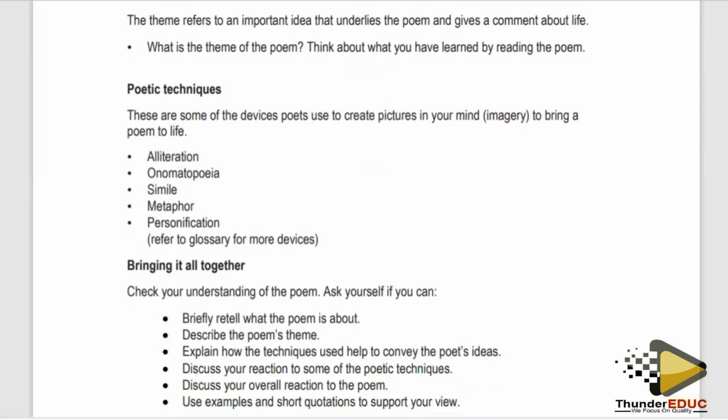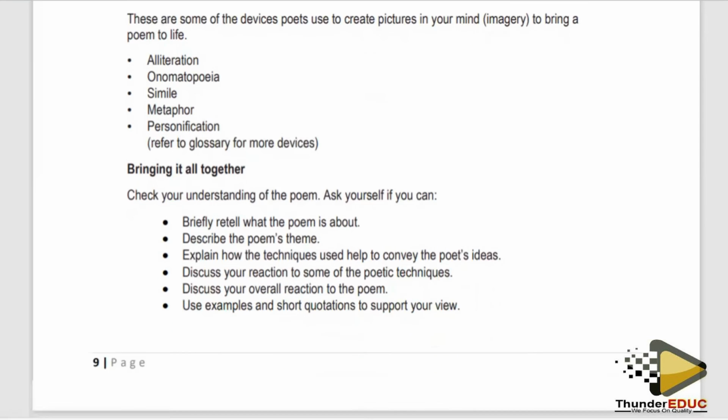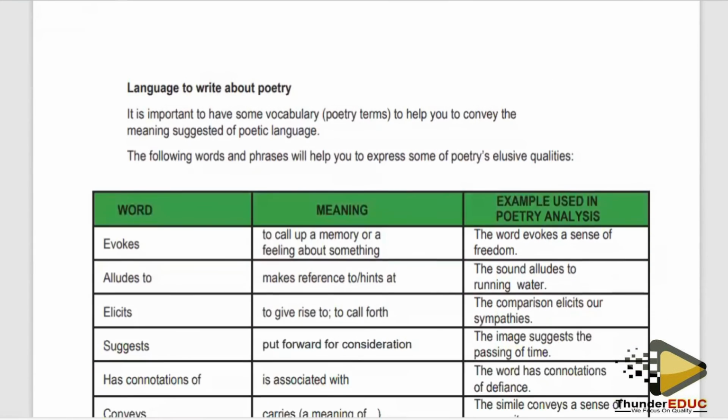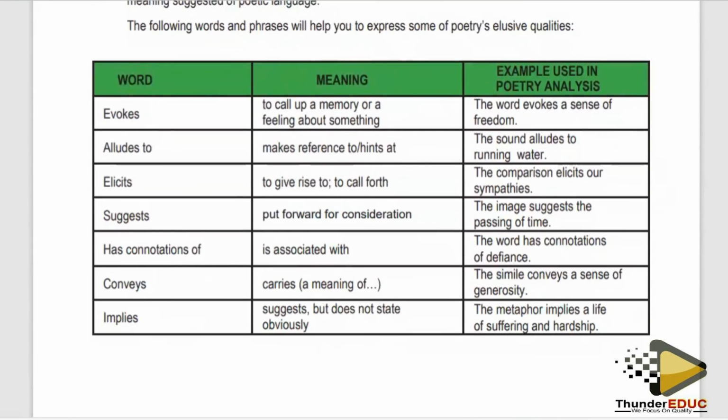That's why I'm saying you do those activities and say, when I'm doing these activities, I must be able to know what I'm talking about. I must be able to practice them before I can be having a poem in front of me. Right. These are words and phrases that will help you to express some of your poetry's elusive qualities.